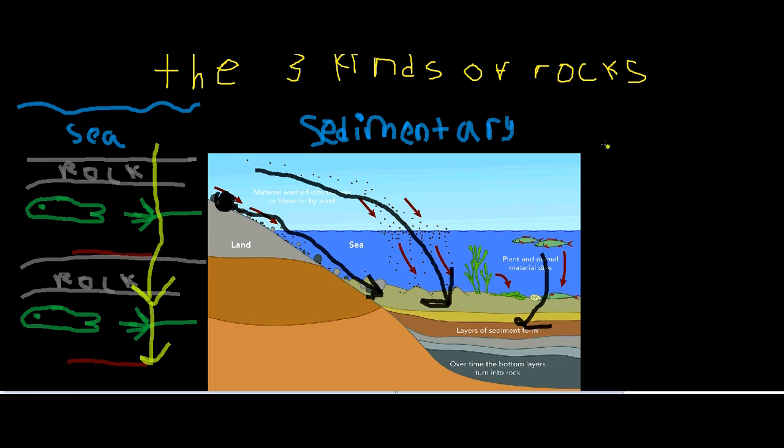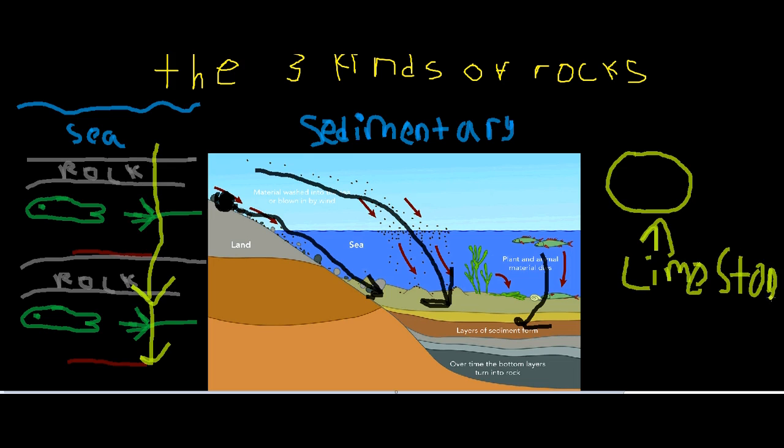Like, a lot. And one good example of a sedimentary rock is limestone. They're typically in caves. Mammoth Cave has a lot of limestone. Yeah. So that's essentially sedimentary rock.